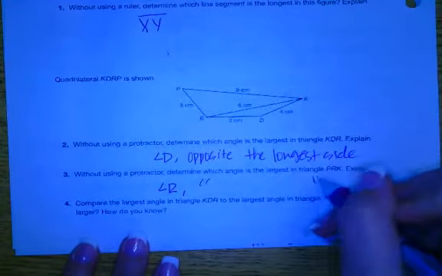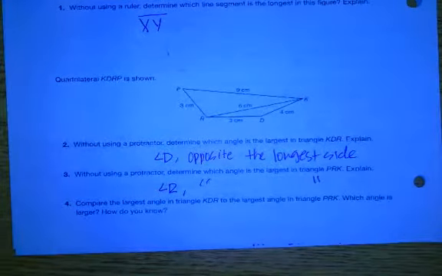Okay, number 4, it's kind of tricky. Compare the largest angle in triangle KDR to the largest in triangle PRK. Which angle is larger, and how would you know? Raise your hand if you think it's D. Raise your hand if you think it's R. Raise your hand if you don't have enough information to determine. I got like 5 hands total, so that's always good.